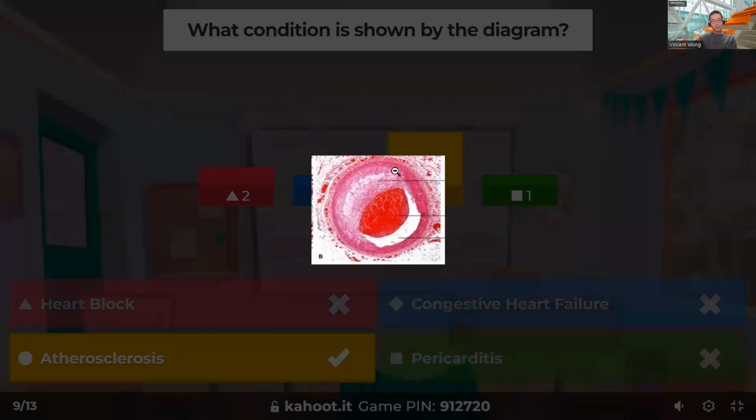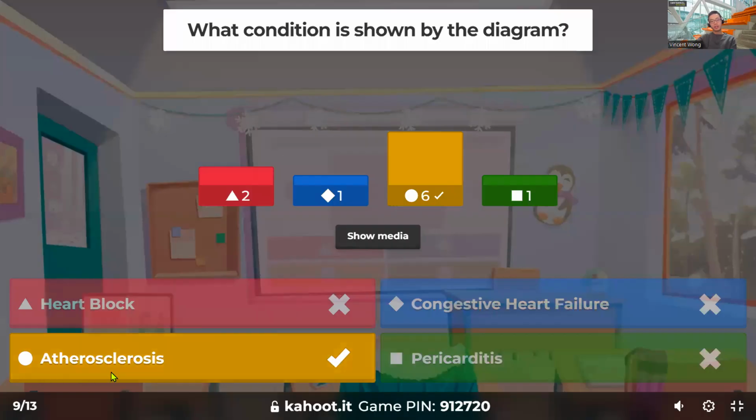That would be atherosclerosis. Remember, this is the fatty substance that's building up, and that's the blood clot that's forming on top of it, right? And it causes your blood vessels to become hardened and narrowed. That is atherosclerosis.